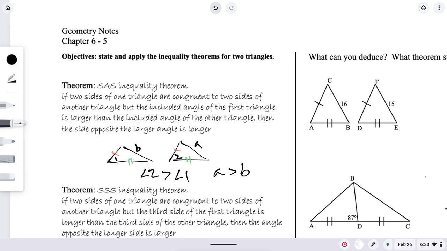And I can use this side angle side inequality theorem. So after I prove what I want to prove, sometimes you have to say side angle side inequality theorem. You might just assume the theorem, but writing THM wouldn't hurt.